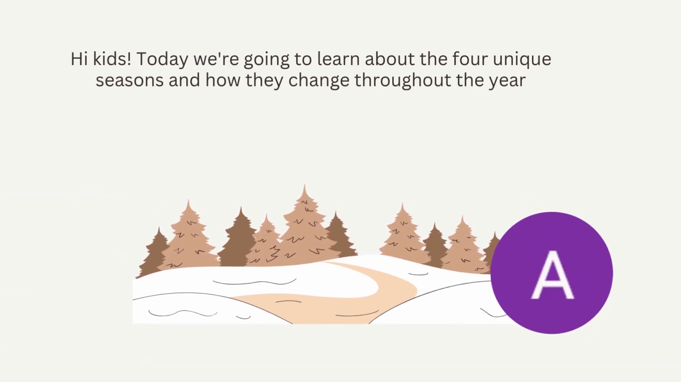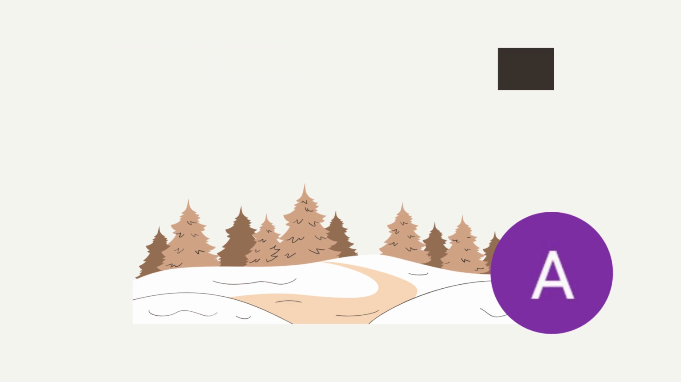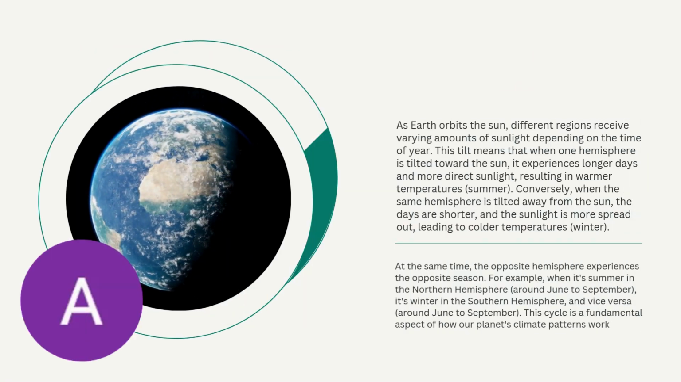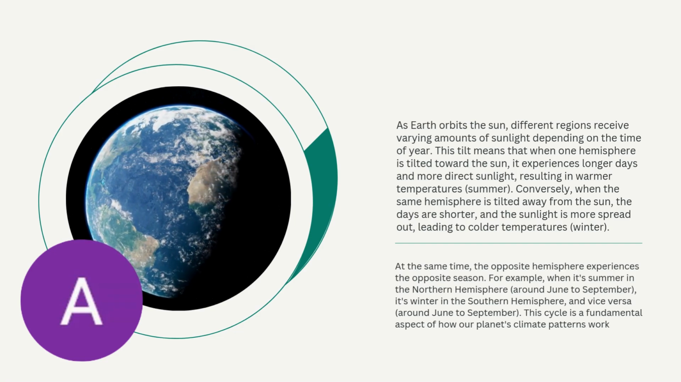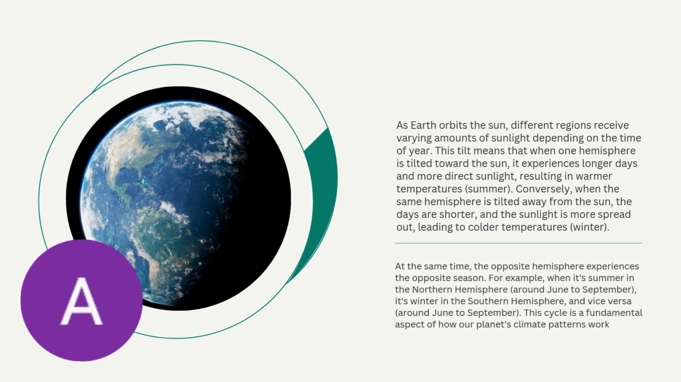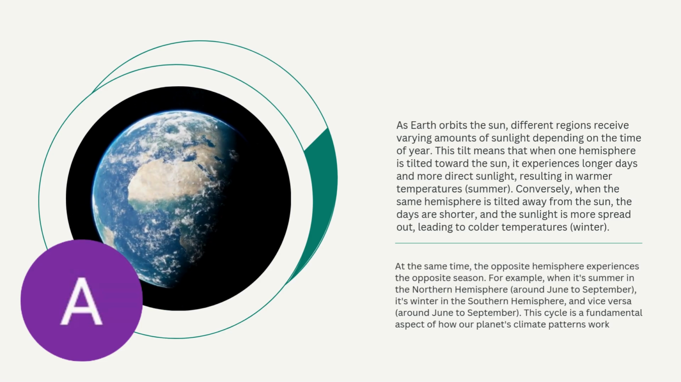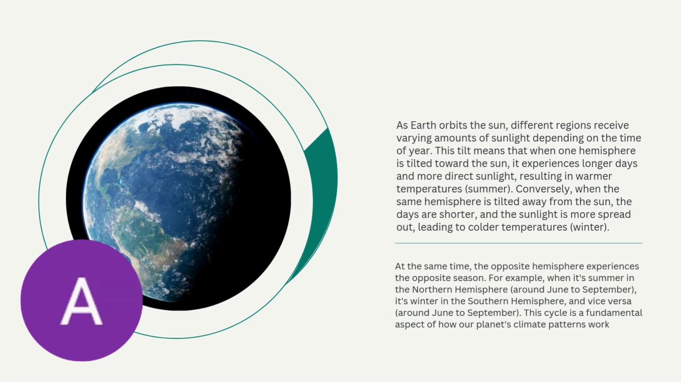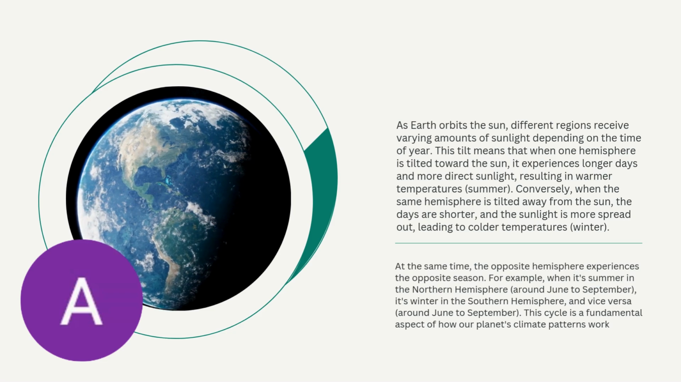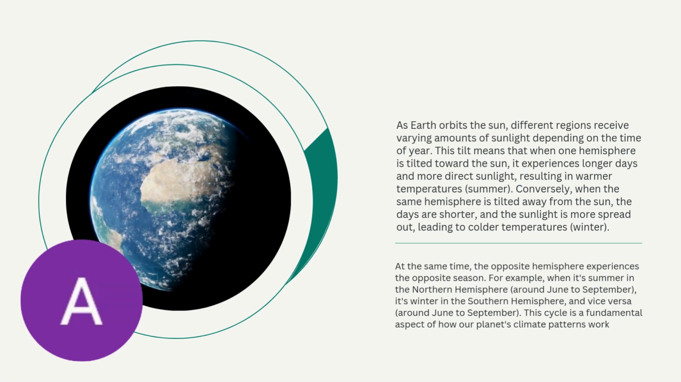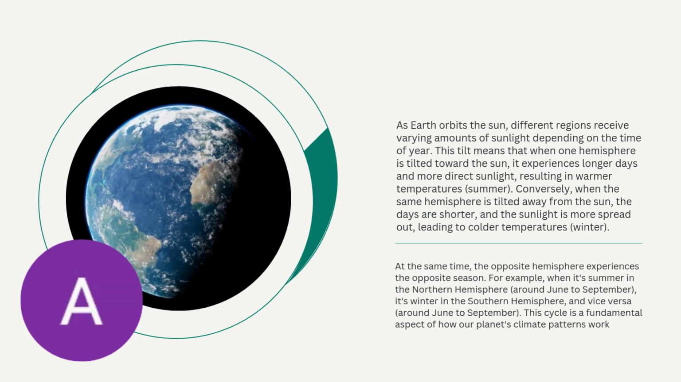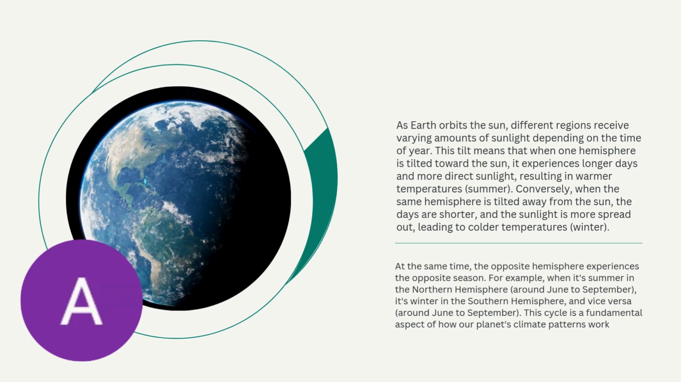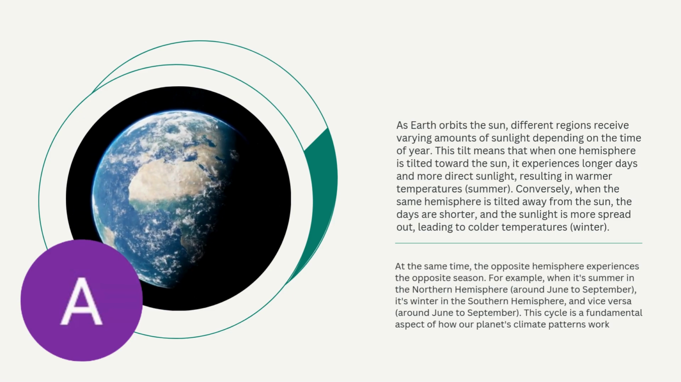Hi, kids. Today we are going to learn about the four unique seasons and how they change throughout the year. As Earth orbits the Sun, different regions receive varying amounts of sunlight depending on the time of year. This tilt means that when one hemisphere is tilted towards the Sun, it experiences longer days and more direct sunlight, resulting in warmer temperature. Summer.